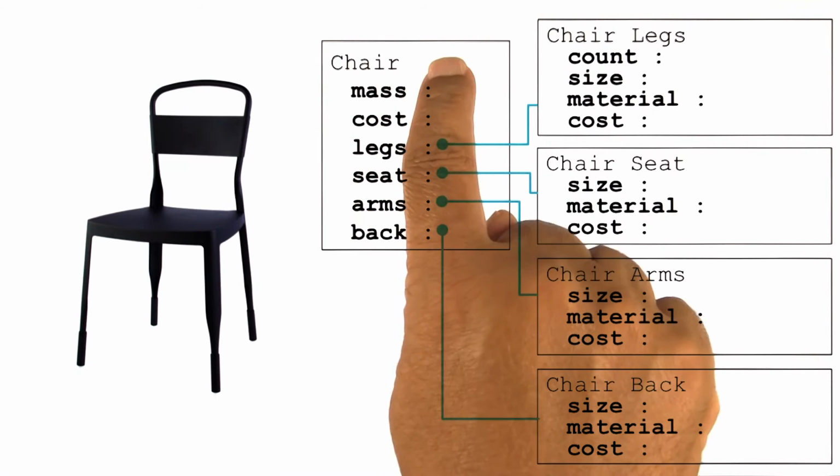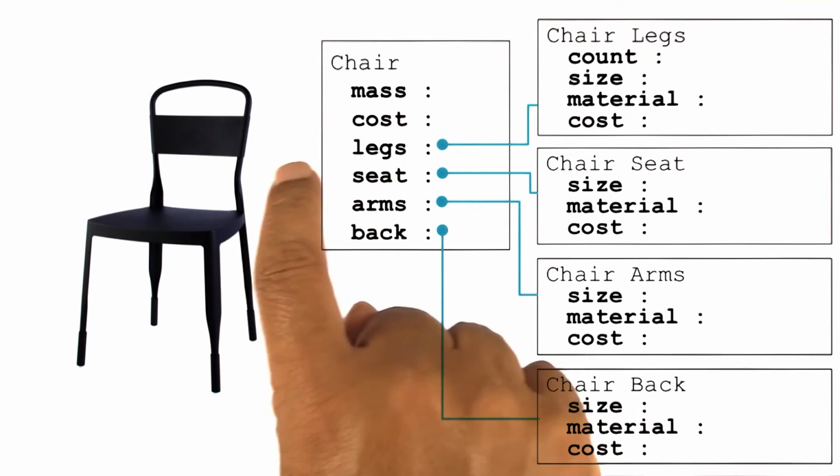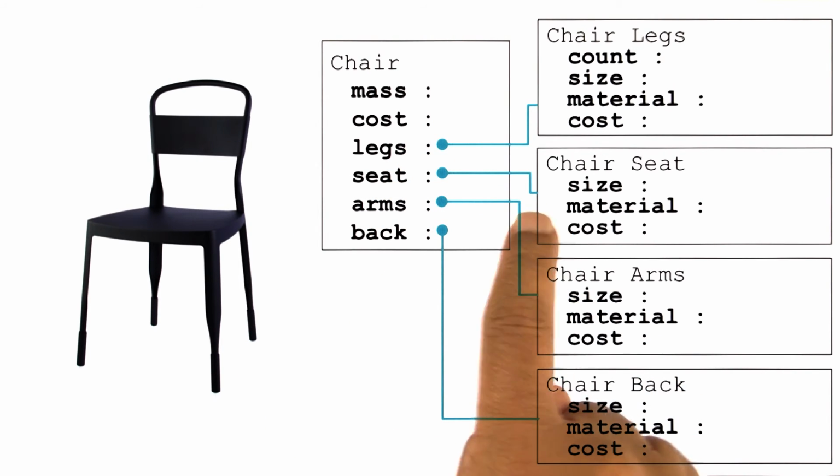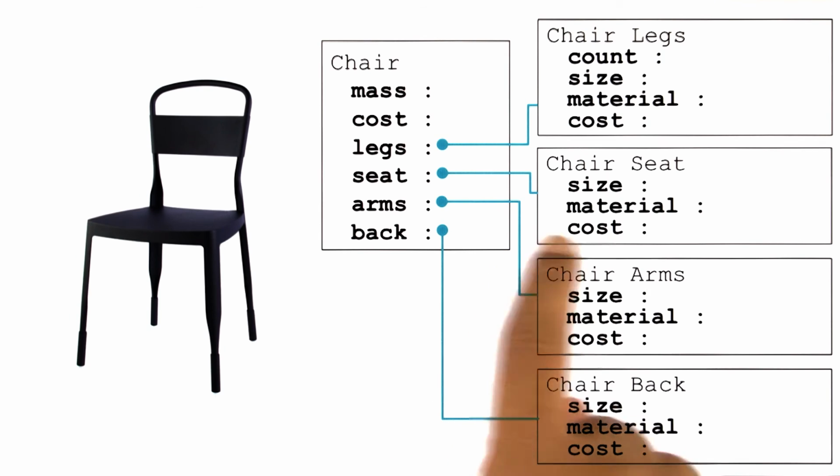We may, for example, have a global constraint on the mass of the chair or on the cost of the chair or both. We may have additional constraints as well. For example, the material of the chair might be given. Perhaps the material needs to be metal.